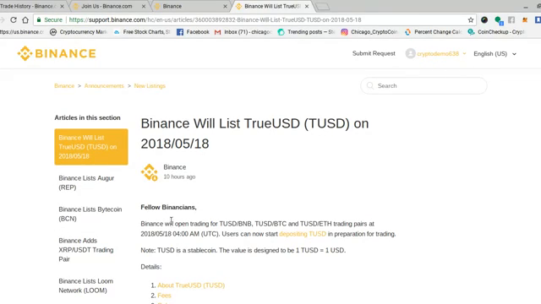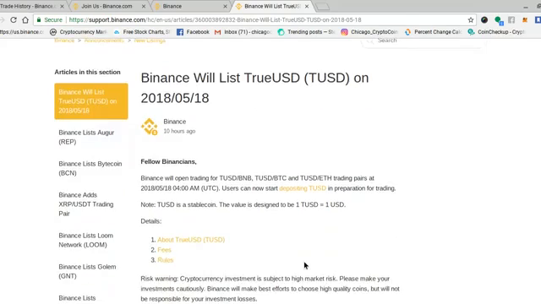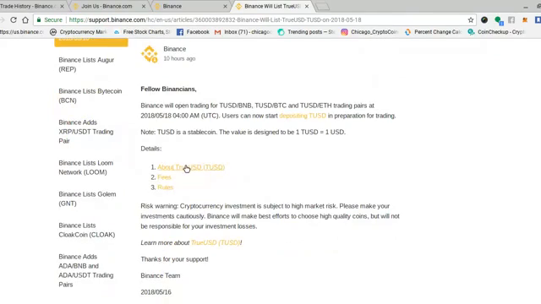So it goes on to say that Binance will open trading for TrueUSD versus BNB, BTC, and ETH trading pairs. Users can now start depositing TrueUSD in preparation for trading. Note, TrueUSD is a stablecoin. The value is designed to be 1 TUSD equals 1 USD. Details about TrueUSD. Let's take a look at this real quick because this is very important.